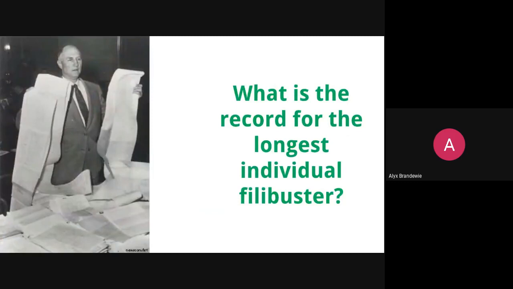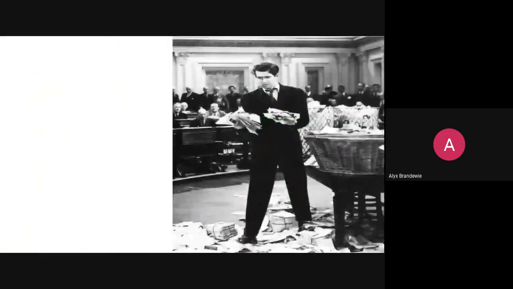The longest ever individual filibuster, with one person standing and talking, is 24 hours and 18 minutes. Senator Strom Thurmond from South Carolina in 1957 decided that he wanted to oppose a civil rights bill. He was a segregationist from the Old South, and he decided to filibuster on a civil rights bill. So he filibustered by himself for 24 hours and 18 minutes before finally running out of steam.